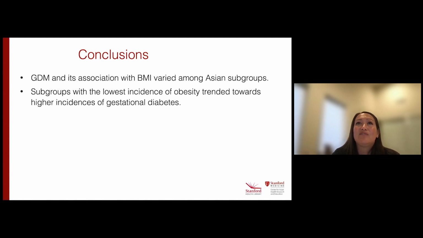And we really felt that Vietnamese, Chinese, Filipina, Indian, and Thai subgroups created this distinct kind of high risk group that providers should potentially be aware of in terms of risk stratification.